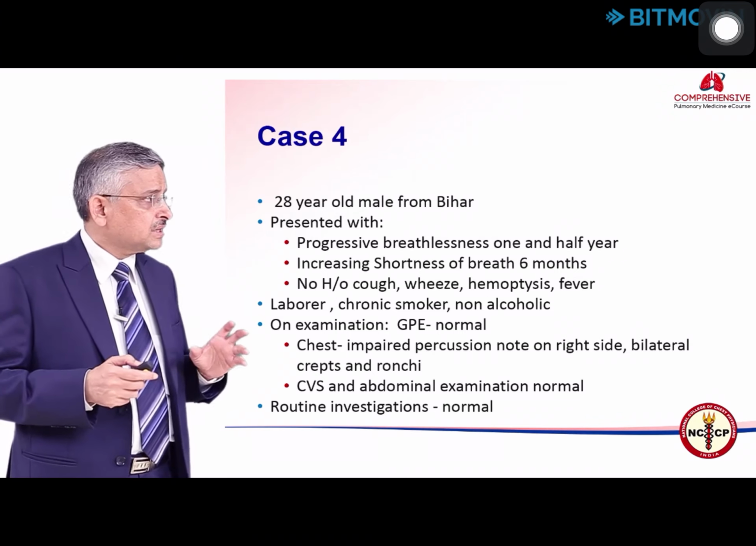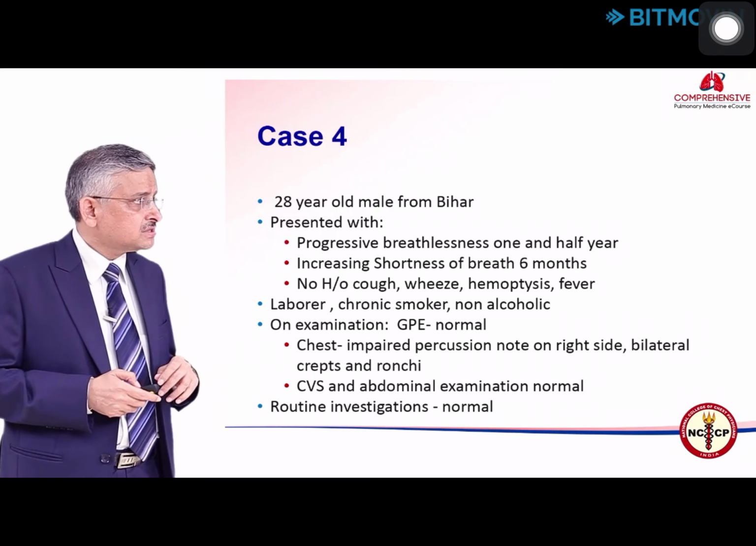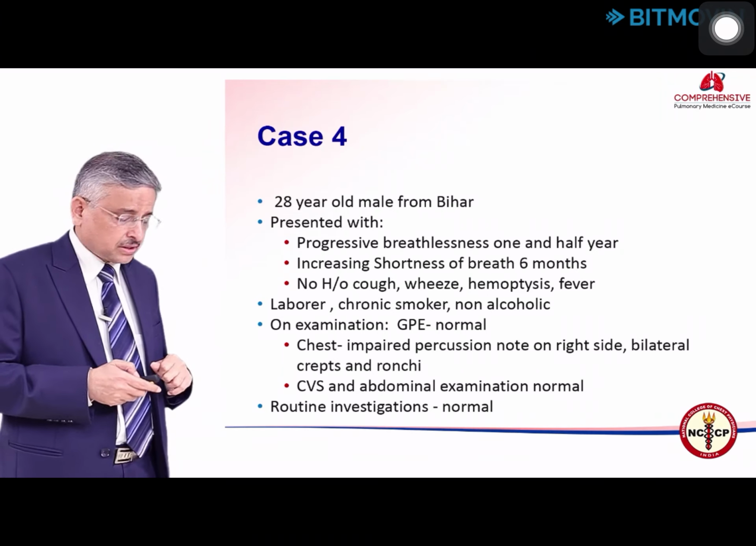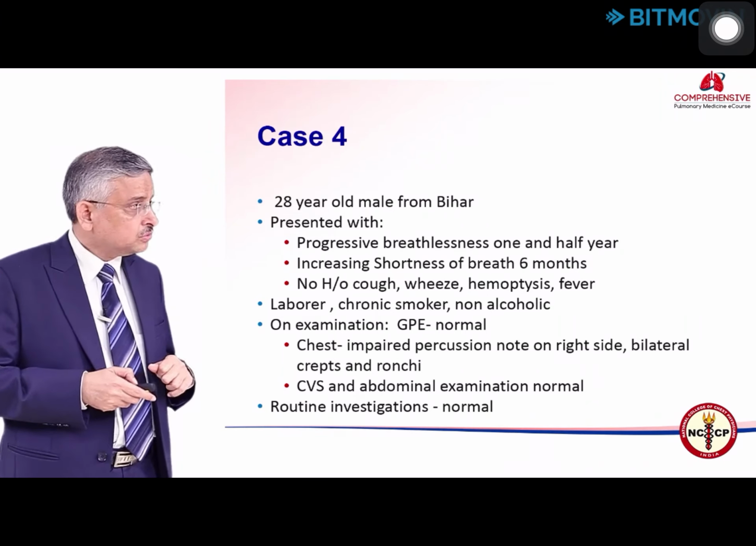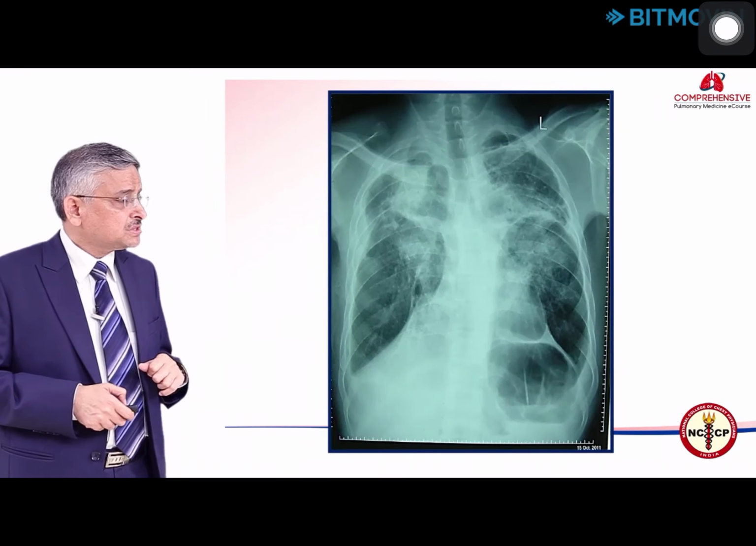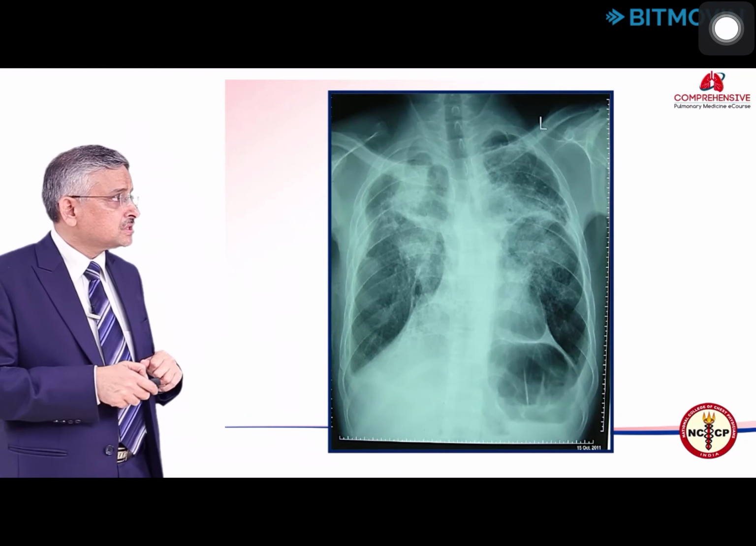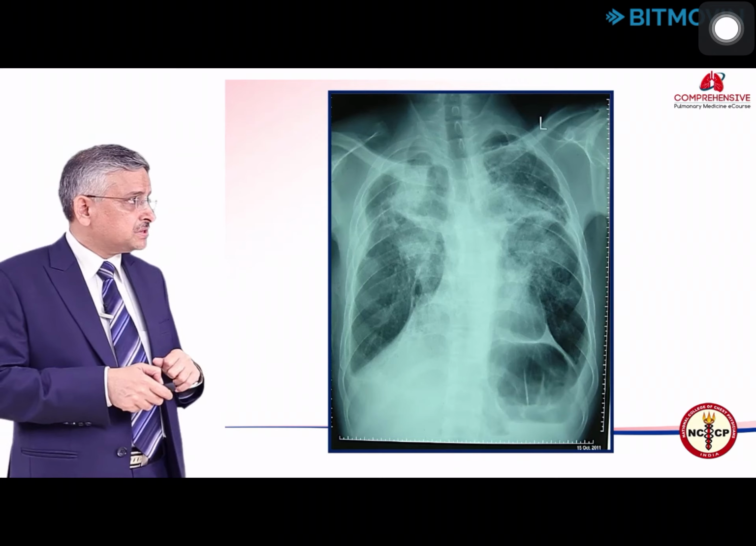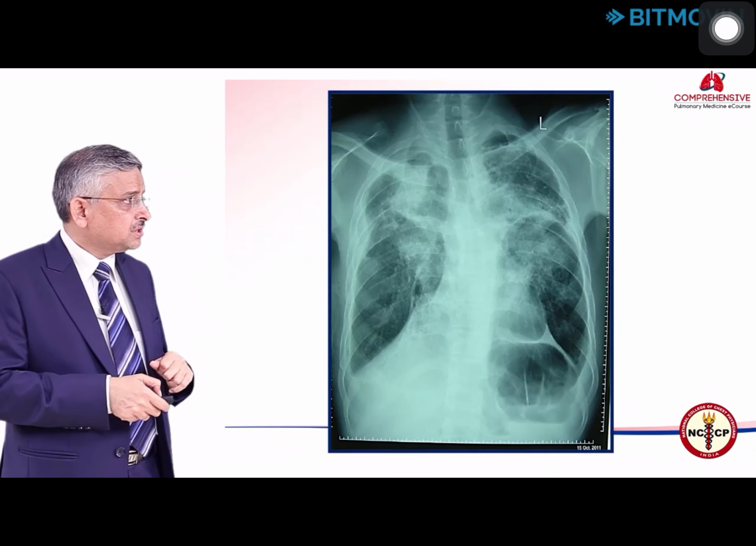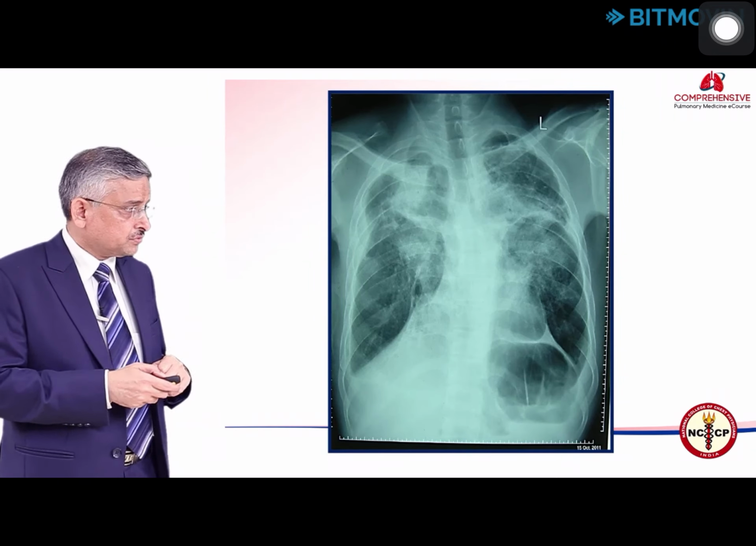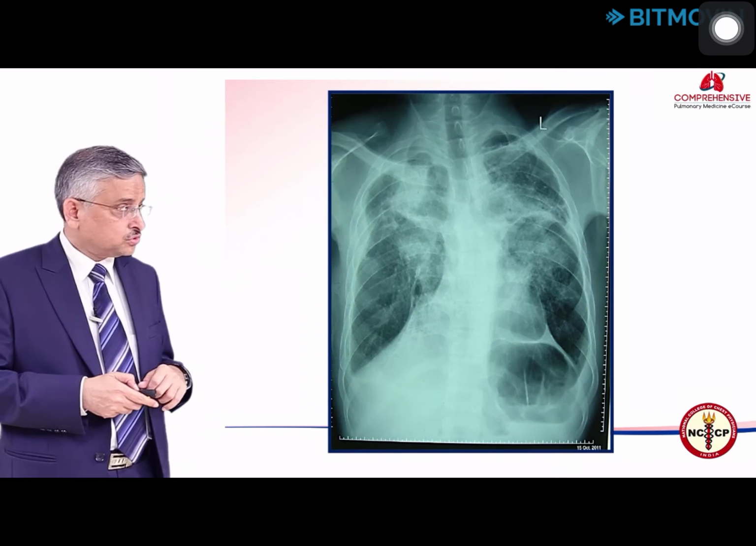His chest examination showed impaired percussion note on the right side and there were bilateral crepts and rhonchi. Other system examination was normal, routine investigation was normal. This is the X-ray that this patient has. As you can see, there is extensive fibrosis present in the upper zone and there is some degree of hyperinflation with the diaphragm being sort of flattened in the lower zone.